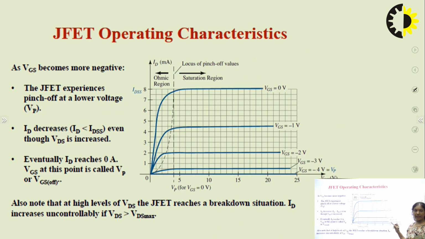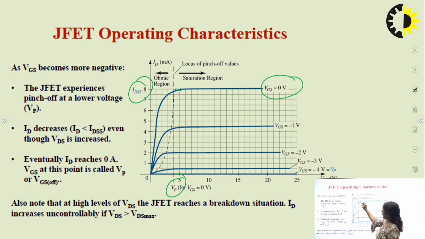We can understand this with the help of this characteristic curve. This is the drain characteristic curve. Why is the output characteristic termed the drain characteristic? Because the drain terminal is the output terminal. So here we can see that when VGS was 0 and VDS is equal to VP, we get the maximum current, that is IDSS, and at that point of time we get the maximum current as well as the maximum resistance.